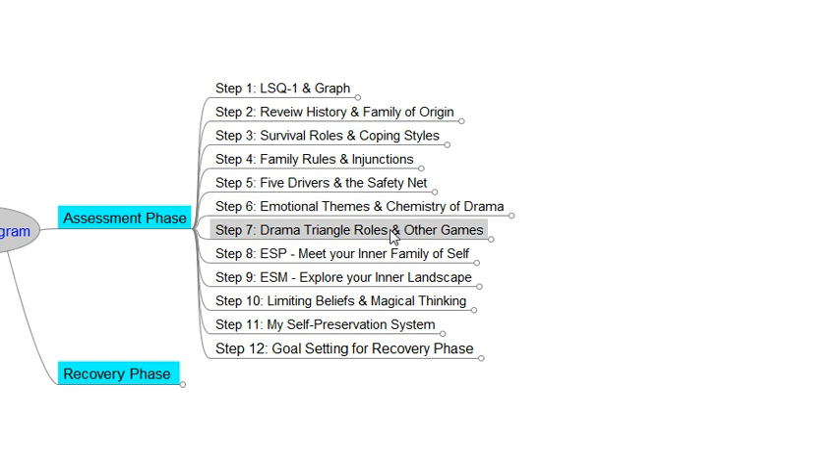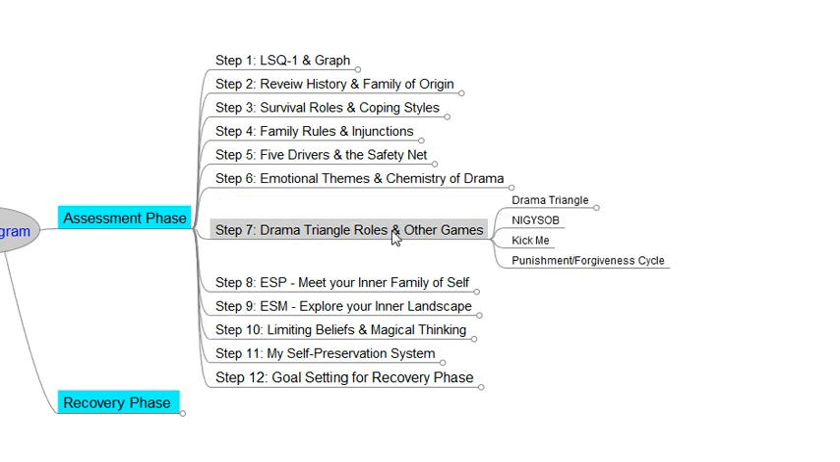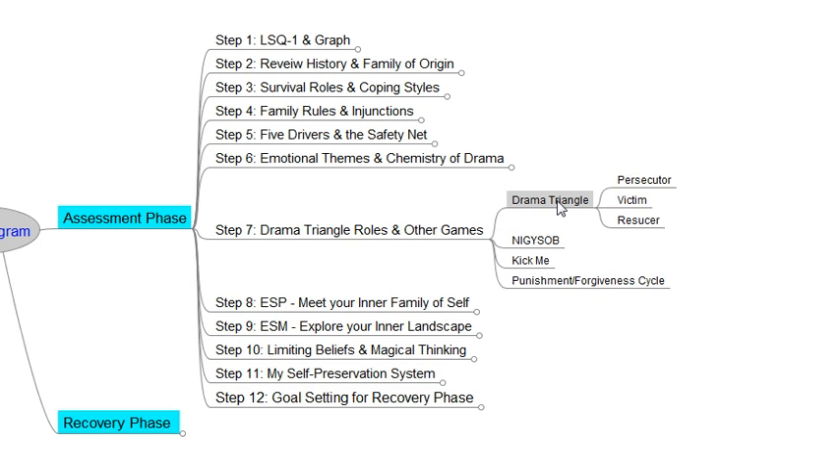Okay, and step 7, we need to look at the drama triangle roles and other mind games that we can play. We call these games, but they're not really any fun. In fact, they're more harmful than helpful. And all the other games beneath the drama triangle are just variations of the drama triangle. The drama triangle has 3 roles. There's always a persecutor, and then there's a persecutee or a victim, and then there's a rescuer to come in and save the day and rescue the victim. And that's why they call it a triangle. It's a triangle of drama.